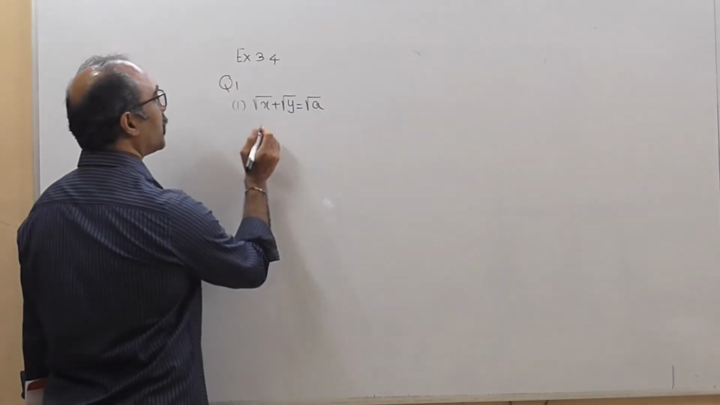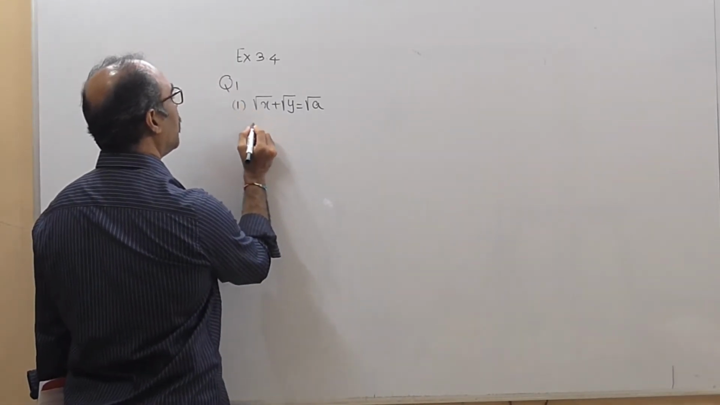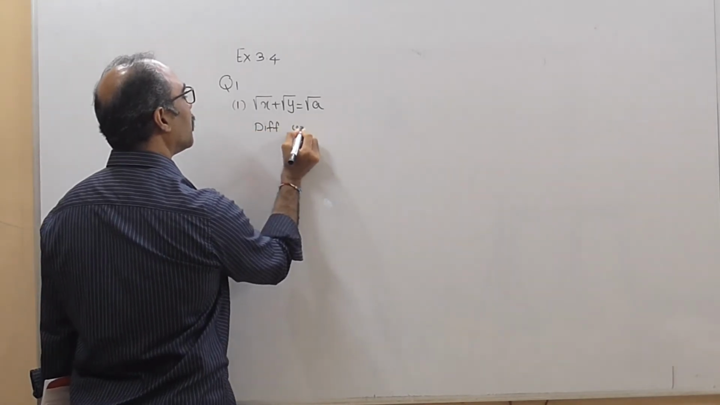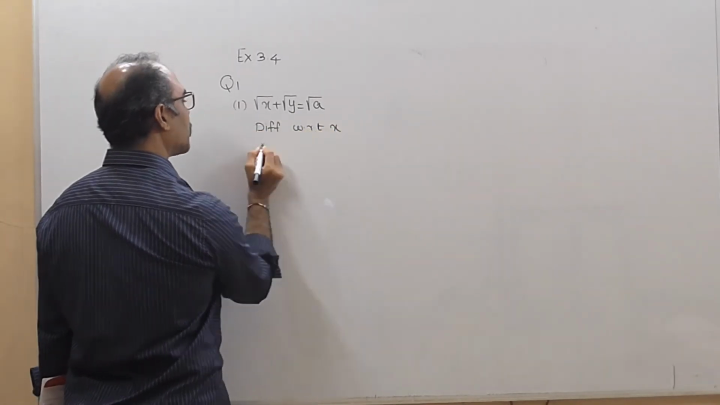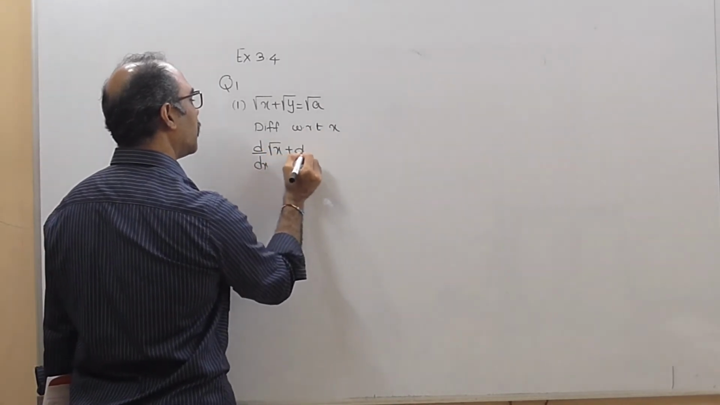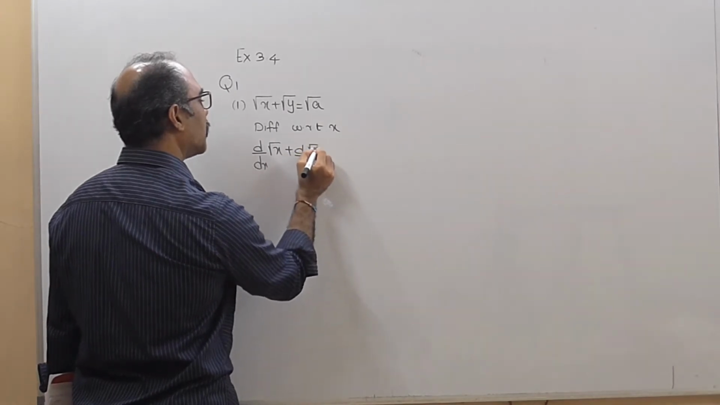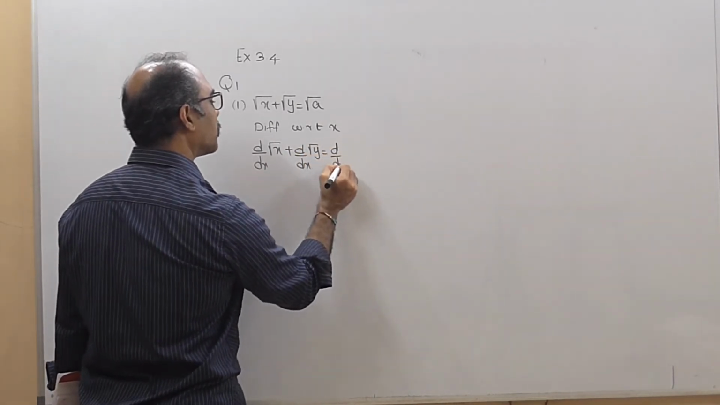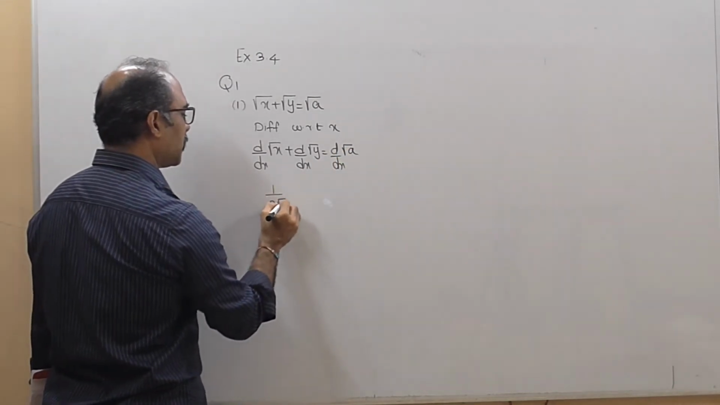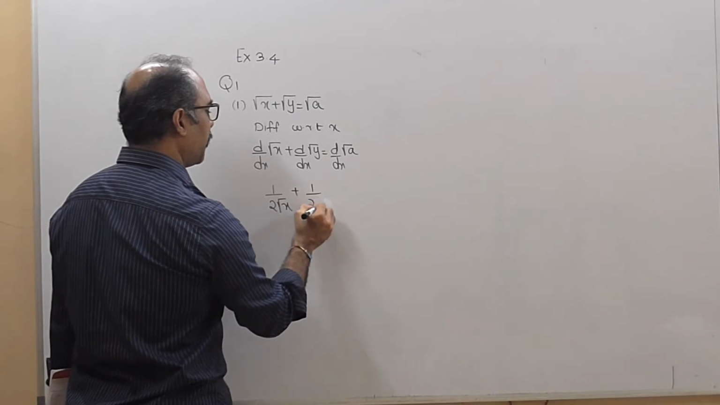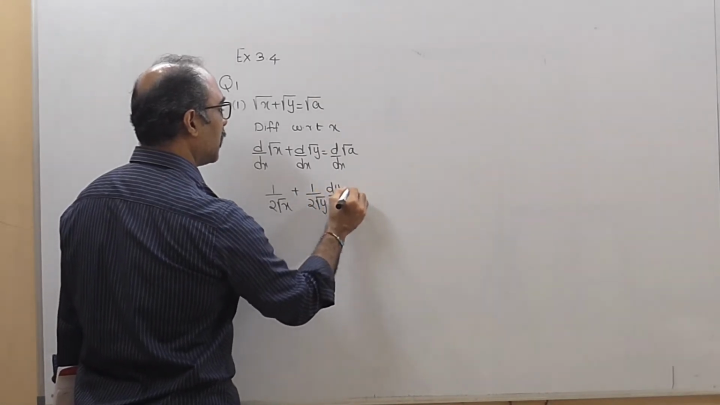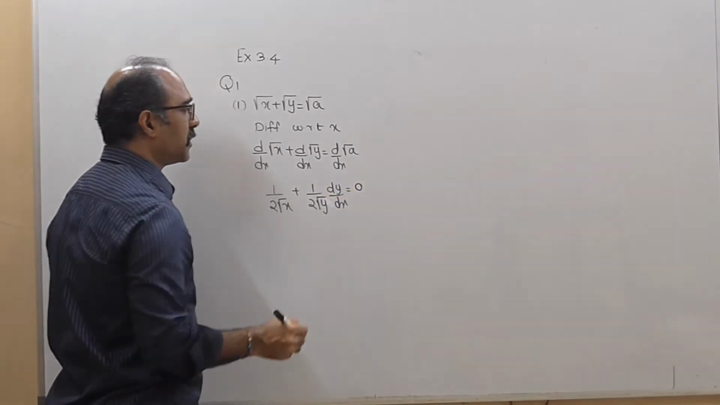Exercise 3.4, question number 1. Root x plus root y equal to root a. You can differentiate with respect to x. So d by dx of root of x plus d by dx of root of y equal to d by dx of root a. Derivative of root x is 1 upon 2 root of x. Derivative of root y is 1 upon 2 root of y into dy by dx. And derivative of root of a will be 0.